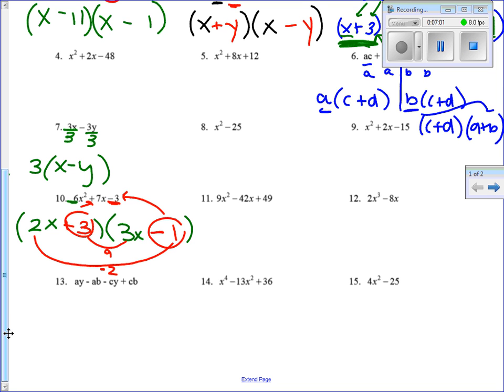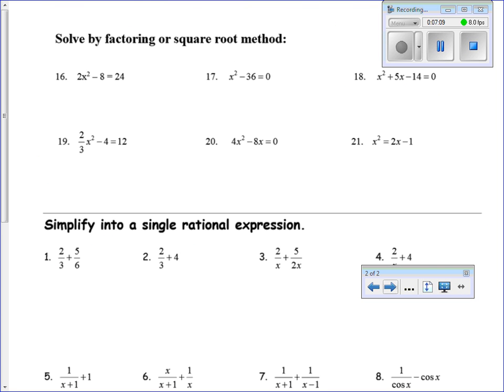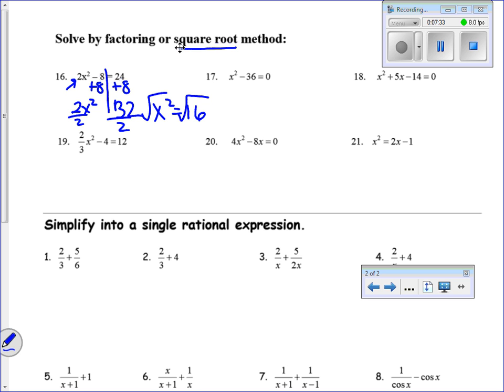Same process for number 11. I want you to figure out 12, 13, 14, and 15 on your own. And now let's go to the back. All of the ones at the top say solve by factoring or square root method. When you only have one x, you want to use the square root method. So you actually want to just add the 8 to both sides. You get 2x squared equals 32. Divide by 2. X squared equals 16. You square root both sides, and you should automatically know you get plus or minus 4.